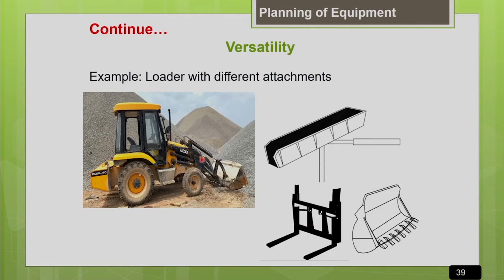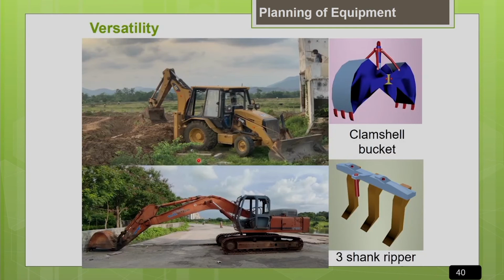Okay. Similarly, if I am going to use this loader in a congested place, say for example I am working on a road, doing some digging or dumping job on one side of the road, where I prefer side dumping instead of front dumping, I can go for this kind of attachment and go for side dumping. So just by changing the attachments, I can use it for different applications.